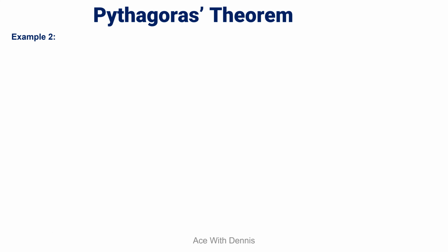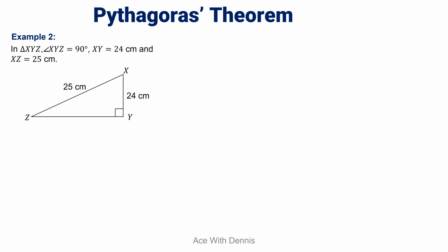Now, let's see example 2. Given this triangle, in triangle XYZ, angle XYZ equals 90 degrees, XY equals 24 cm, and XZ equals 25 cm. Find the length of YZ.